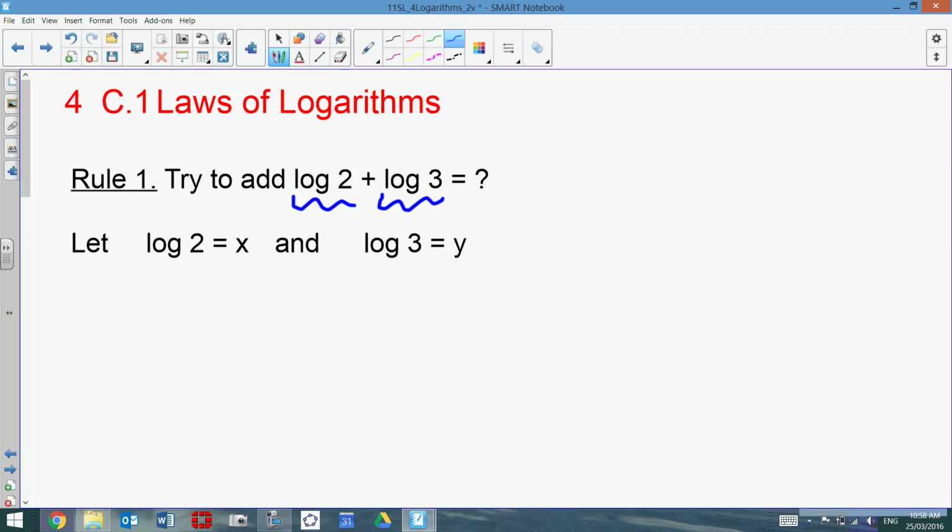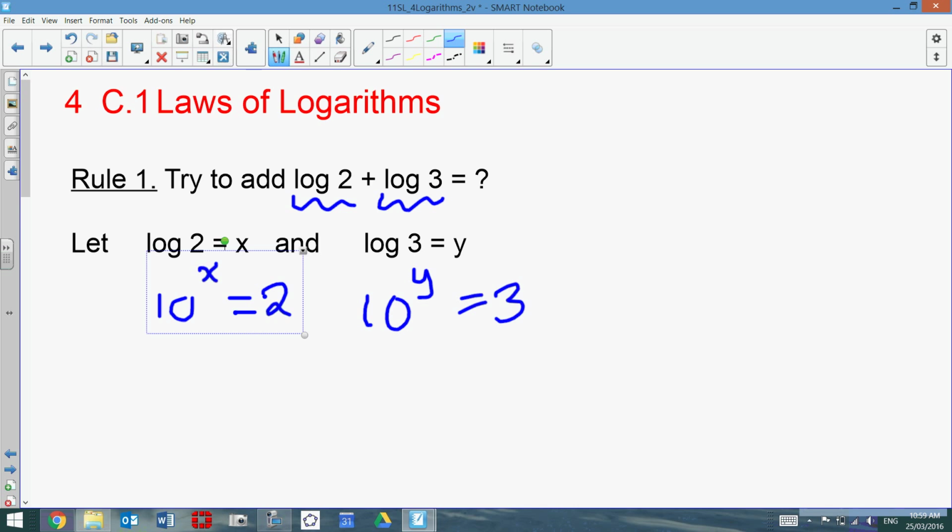And notice again, we have matching bases. These are both assumed to be base 10. So let's say that I've let log 2 equal x and log 3 equal y. If I wrote this in exponential form, I'd wind up having 10 to the x equals 2, and also 10 to the y is equal to 3.